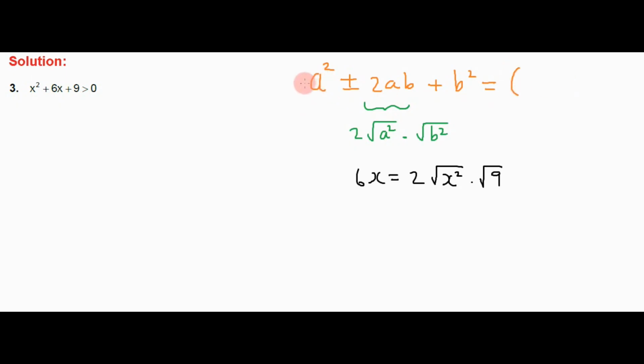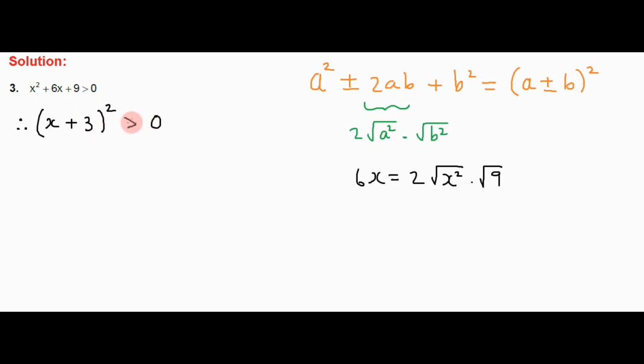It's going to be the square root of the first term, in other words a, plus or minus the square root of the third term, in other words b, all squared. Since we know that this is a perfect square on the left-hand side, a trinomial that's a perfect square, we can factorize it in this way. So it's the square root of the first term, which is x, the middle term sign, which is a plus, and the square root of the third term, which is 3, and this is all squared.